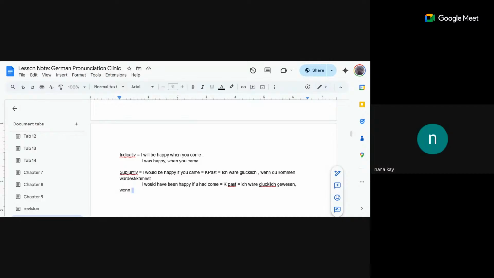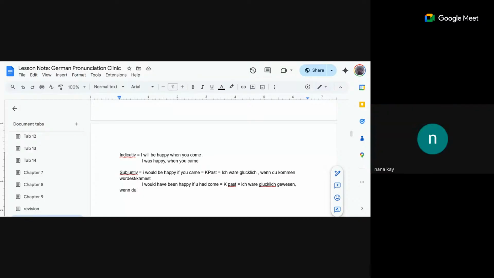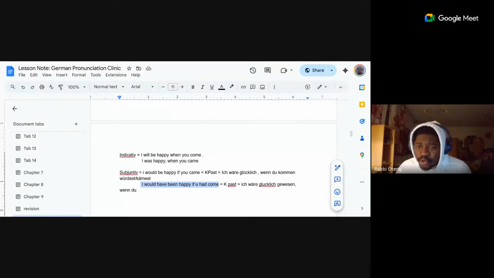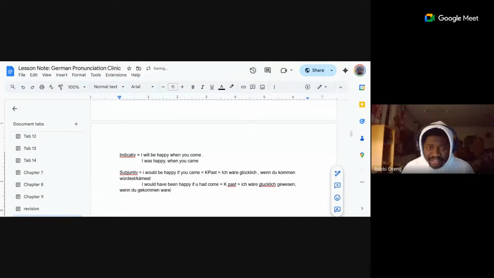Gewesen, can you replace it with war in the conjunctive? No, we are talking about this sentence: ich wäre glücklich gewesen, wenn du. So if you had come, will be, wenn du gekommen wärest, ja.